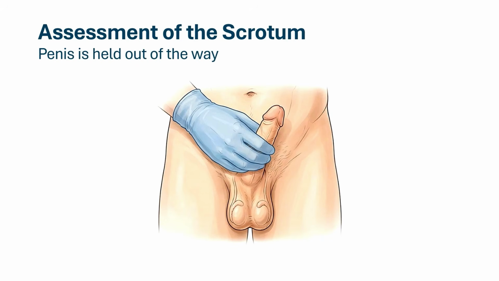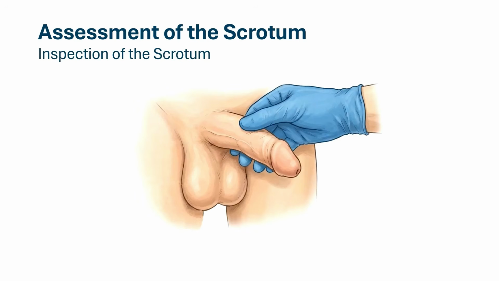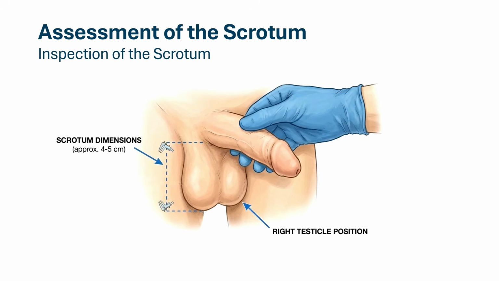Assessment of the scrotum. The penis is held out of the way and the scrotum is examined for size, shape, and position. Look for swelling, lumps, or bulges. Check scrotal dimension. The left testis is often lower or larger than the right, and asymmetry in testicular descent is physiological. Check for shape characteristics.